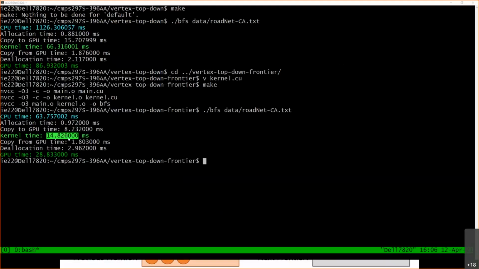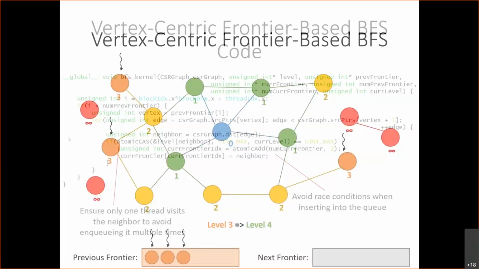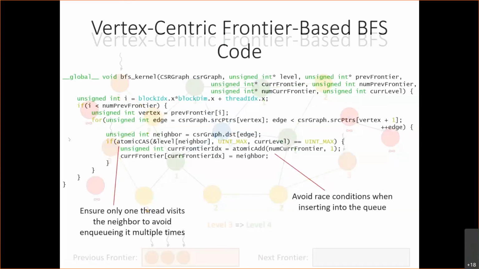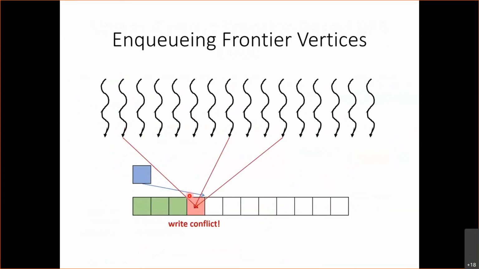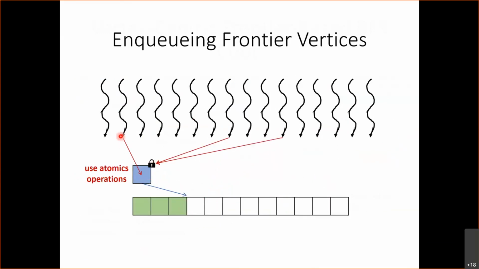Okay. So this here is the code that we wrote. And just as a review, when we were enqueuing to the frontier, all these threads were trying to update a counter that pointed to the head of the queue. If you had a race condition on the head of the queue, multiple threads would write to the same location in the queue. To solve the race condition, we used atomic operations so that only one thread can increment this counter at a time, and that way we don't have any race conditions when adding to the queue. Okay, so great. We implemented this optimization and got some good performance.